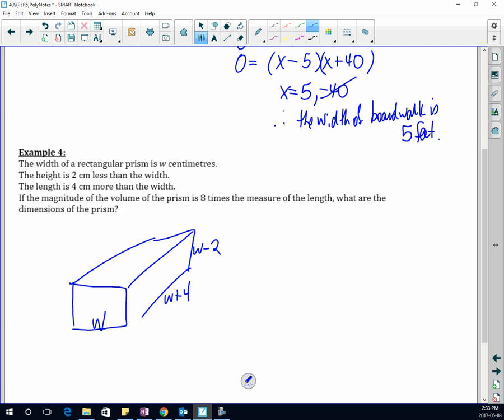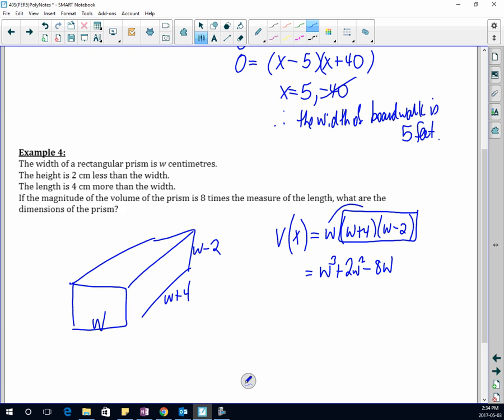If the magnitude of the volume of the prism is 8 times the measure of the length, what are the dimensions? So first mark is, how do I find volume? Length times width times height. So W times W plus 4 times W minus 2. Remember that trick I told you before? Multiply that first, then the W, yes? So W times W is W squared, and another W is W cubed. Outer I get minus 2W, inner I get plus 4W. So that's plus 2W with an additional W, that would be plus 2W squared. Last gives you minus 8 with an additional W would be minus 8W.